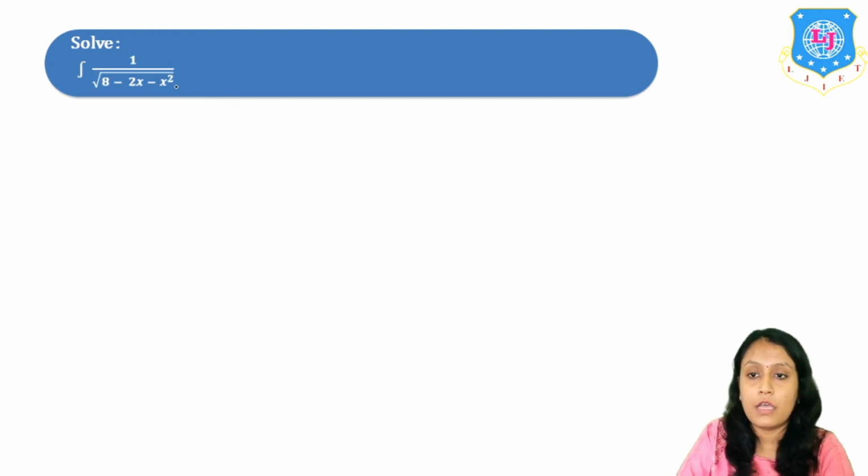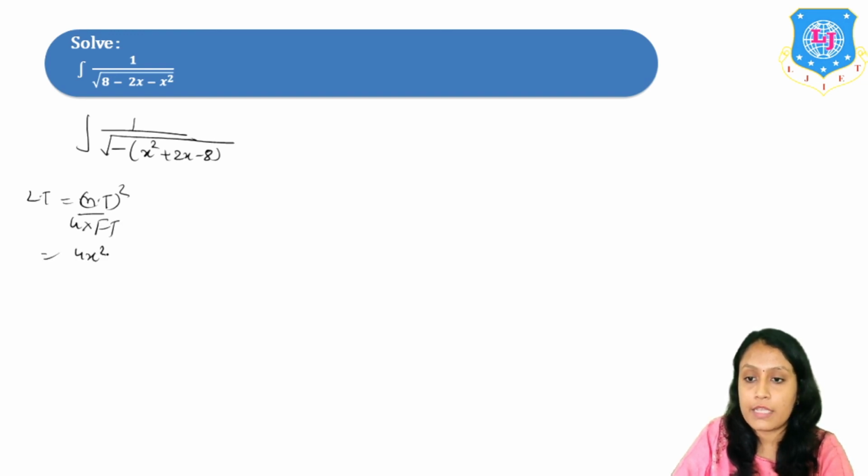Now let's solve one more example. So this is the integration of 1 upon under root 8 minus 2x minus x square. Firstly we'll take the negative sign common, so this is x square plus 2x minus 8 over here. Now we will find the last term. The last term formula is middle term square upon 4 into first term. Middle term is 2x, so its square is 4x square, upon 4 into first term x square, so you will get the last term as 1.